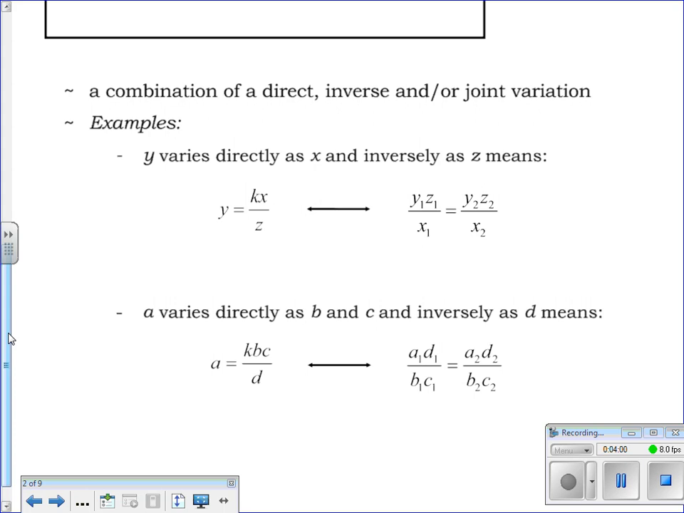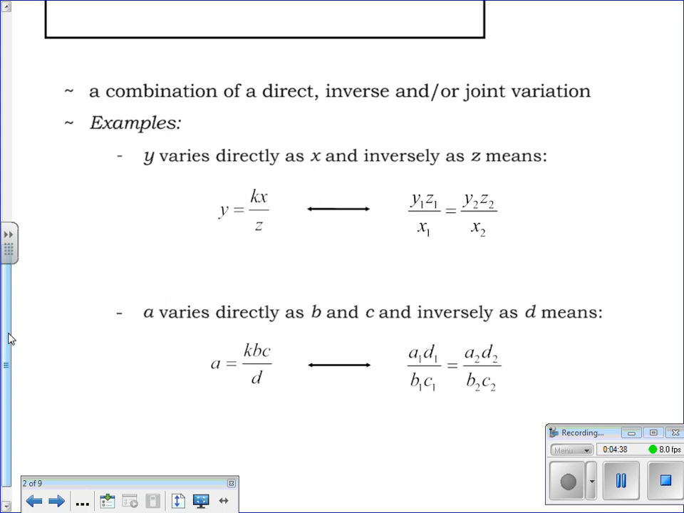It's always whatever the first variable is, you take the other variables and do the appropriate thing to that first one. If it says jointly, you divide the first variable by whatever's joint with it. If it says directly, you divide by whatever it says directly with. If it says inversely, then you multiply. For example, in this one, Y varies directly as X and inversely as Z. Y varies directly, so direct means divide: Y divided by X.